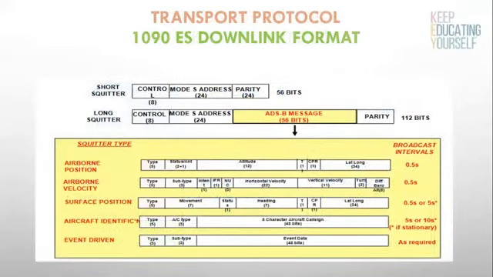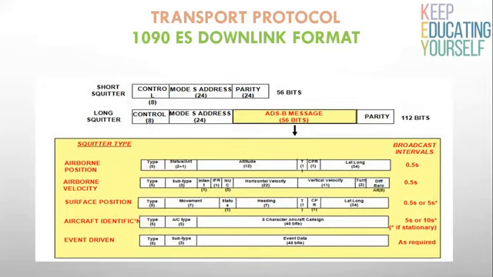1090 extended squitter downlink format. To own the capability of VDL Mode 4 and UAT, new devices must be installed in the aircraft. However, the majority of commercial transport aircraft have been equipped with Mode S transponders, whose hardware supports the transmission of Mode S 1090 MHz extended squitter ADS-B data.